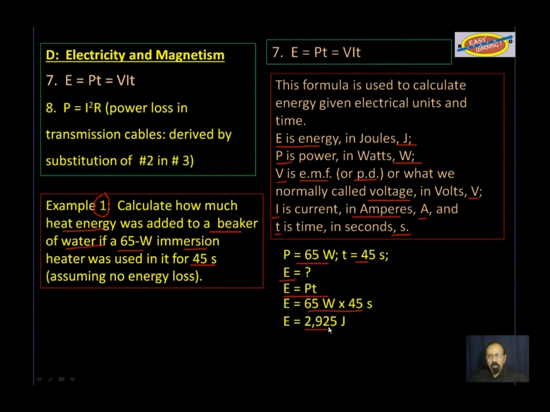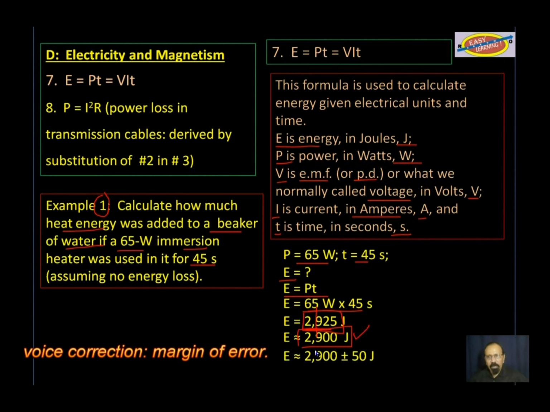We get this. This has too many significant figures. We are only allowed 2 significant figures, so we have to round off here. And we can write 2,900 joules. That should be sufficient for CSEC. However, if you want to make doubly sure, you could add the margin of error. Since we are rounding off at the hundredths position, we take half of that position, which would be 50, and this is a better way of representing that answer. But this one up here should suffice for CSEC.